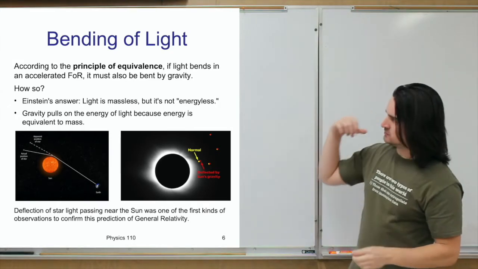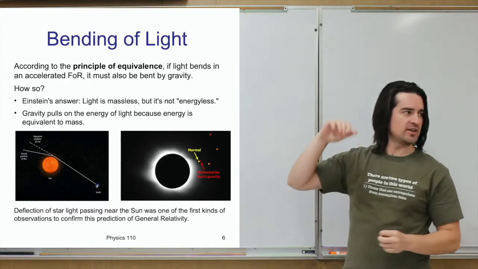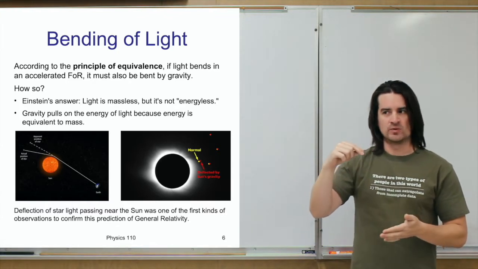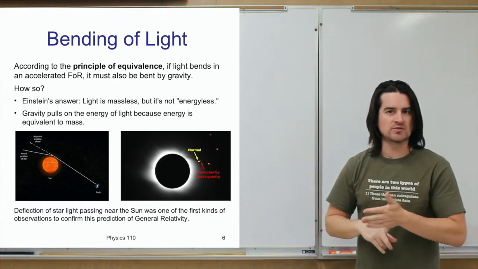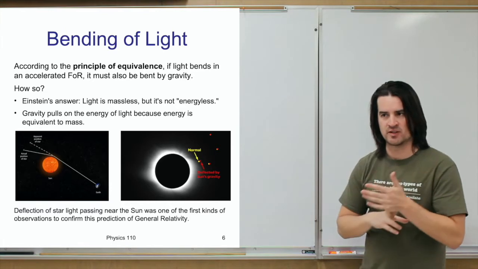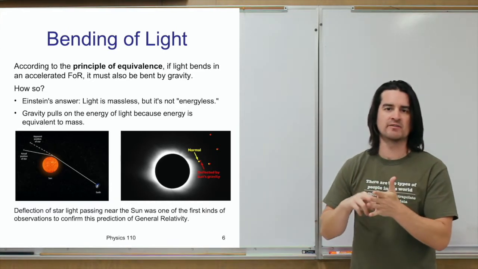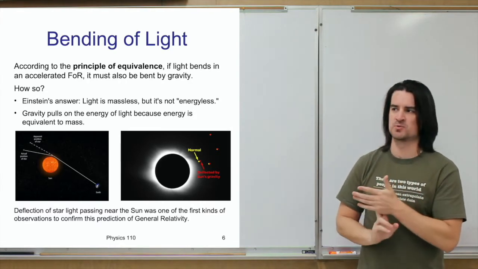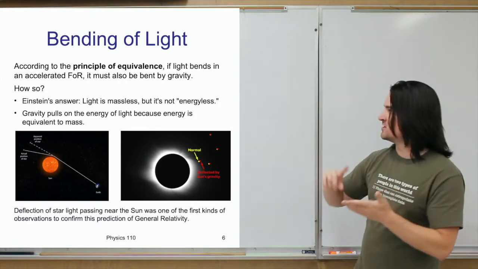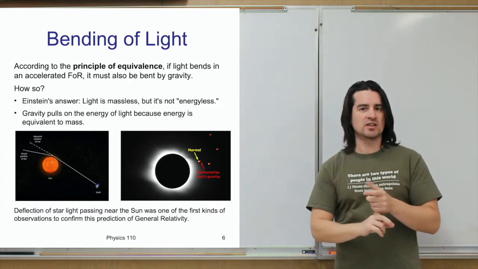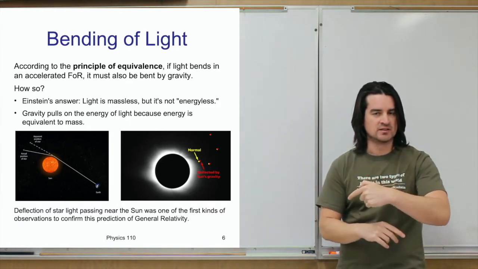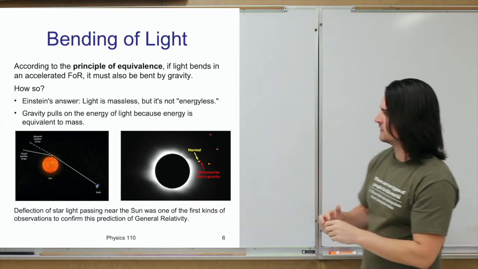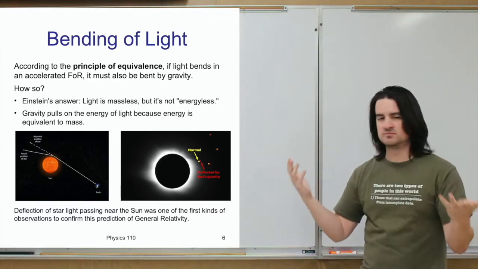Now, thinking back to just a second ago, the principle of equivalence says that being in an accelerated reference frame and being in a gravitational field, you can't tell the difference. There's no way to distinguish between those. So what that means is if light bends going through an accelerated reference frame, light will also bend going through a gravitational field. And you might say, how is that?